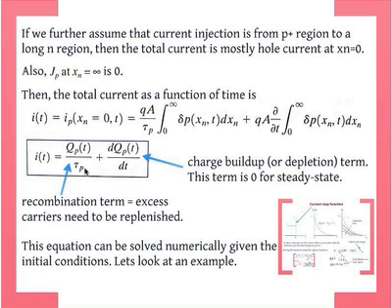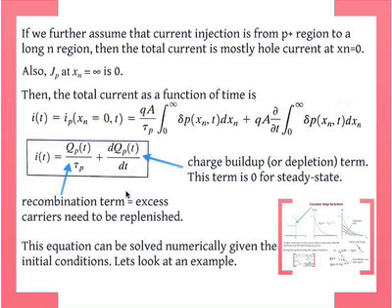Total charge divided by time, of course, is the average current. These are the charges that are disappearing every tau p seconds, and they need to be replenished from the other side. So it's reasonable to expect we need to provide that current. This is the recombination term. Excess carriers need to be replenished.